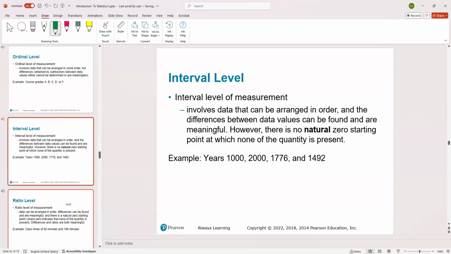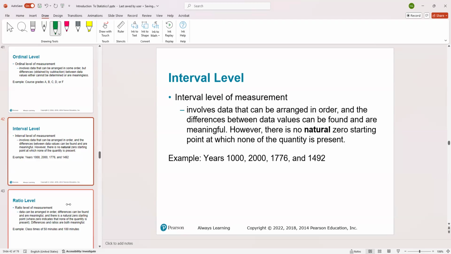All right. Data can also be arranged in order, differences can be found and are meaningful. There is no natural zero starting point where zero indicates that none of the quantity is present. For data at this level, differences are meaningful but ratios are not. So remember, zero really represents a position on the scale, not an inherent zero. Zero does not imply none.